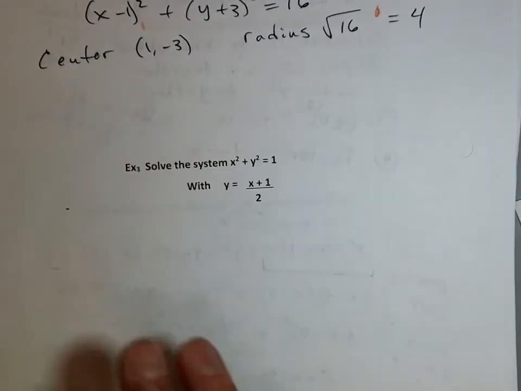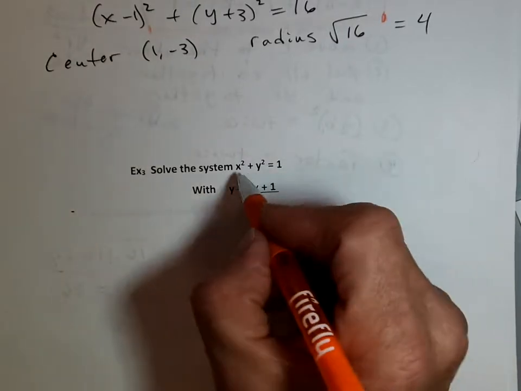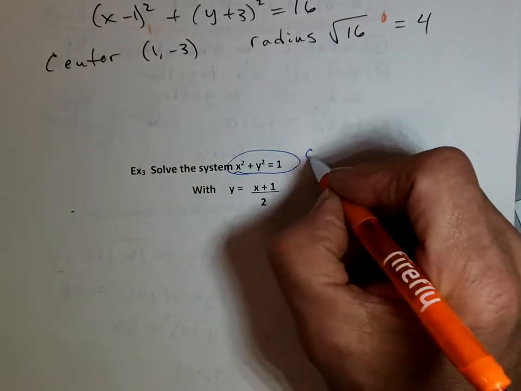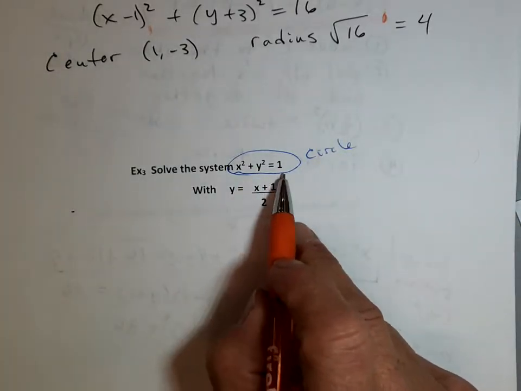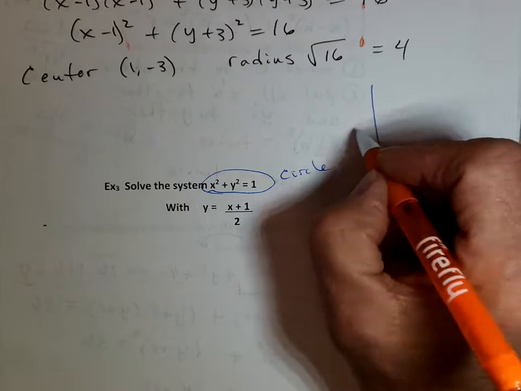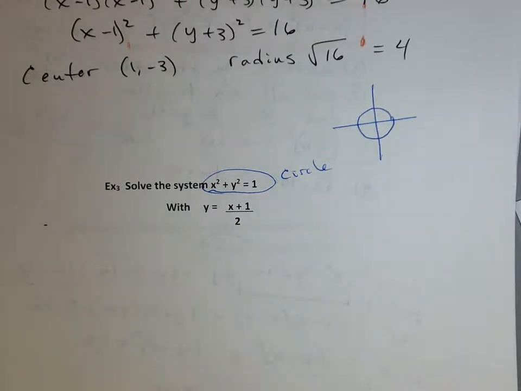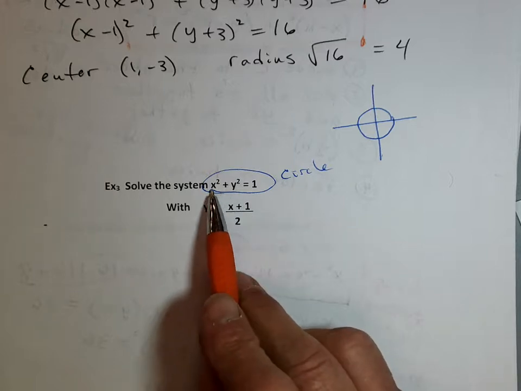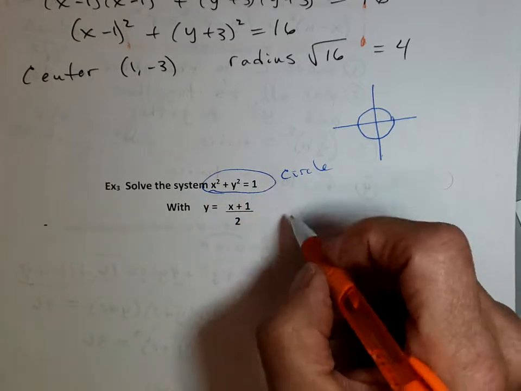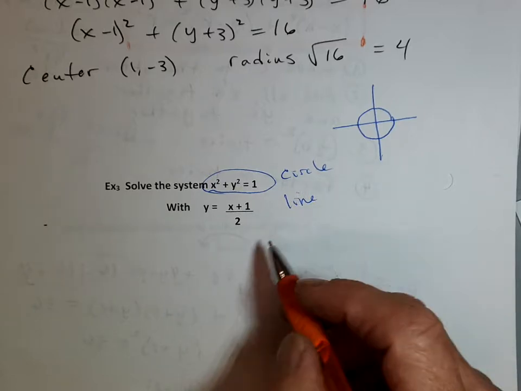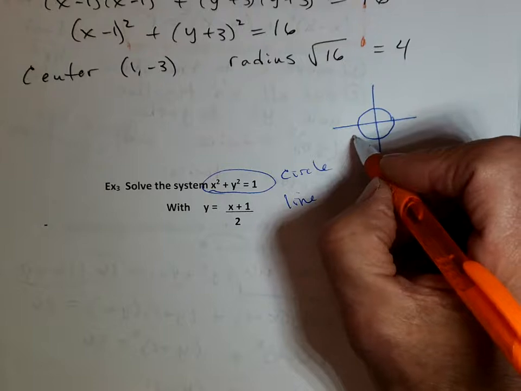So, example 3. Solve the system. Well, I know this is a circle, center at 0, 0, and a radius of 1. So it would look something like this. This is a line. It would have a slope of 1/2, and it would start at 1/2, and it would look something like this, okay?